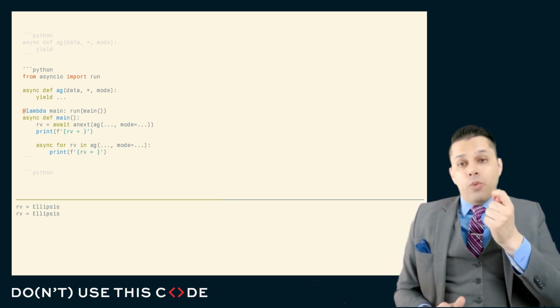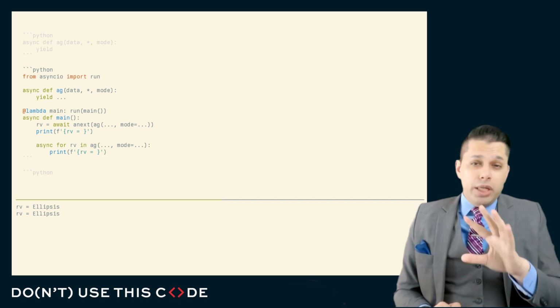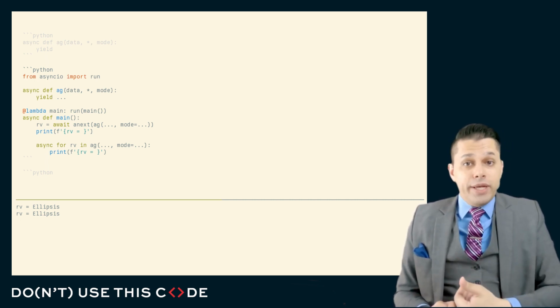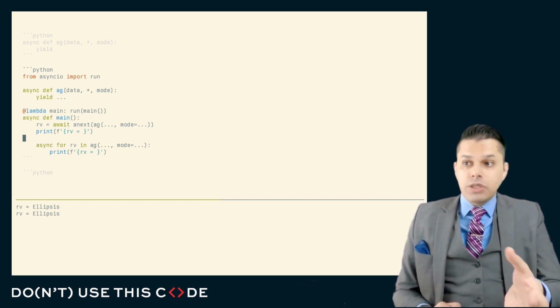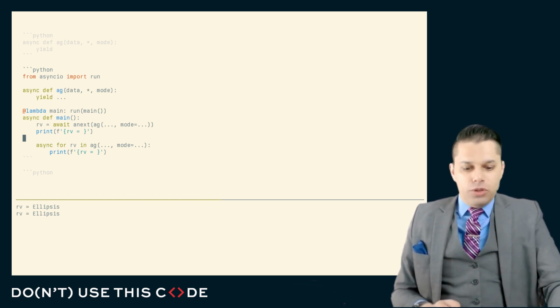Here you can see that we can evaluate this asynchronous generator in roughly two ways corresponding to the two ways that we evaluate a generator. We can either call a next on this, or we can do an async for loop.